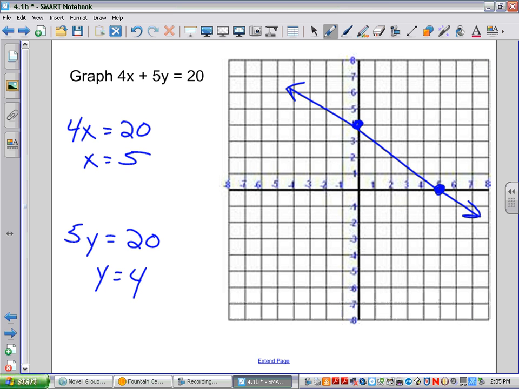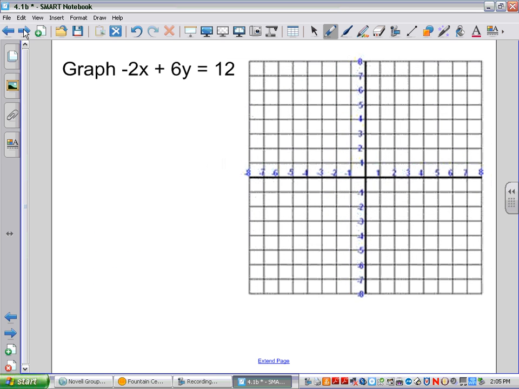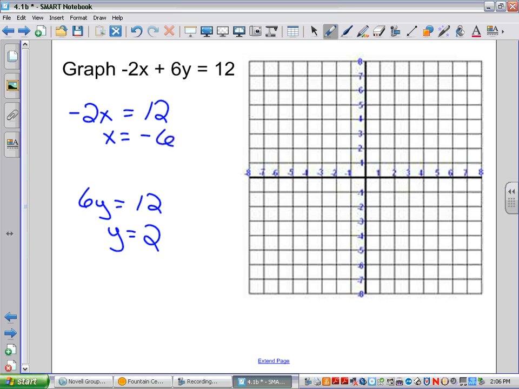I would recommend pausing the video before we do this one. Try this one on your own. With this one, if you pretend like the 6y is not there, don't forget about your negative. It's negative 2x is 12. So x-intercept is negative 6. And then below that, 6y would be 12, or y-intercept is 2.